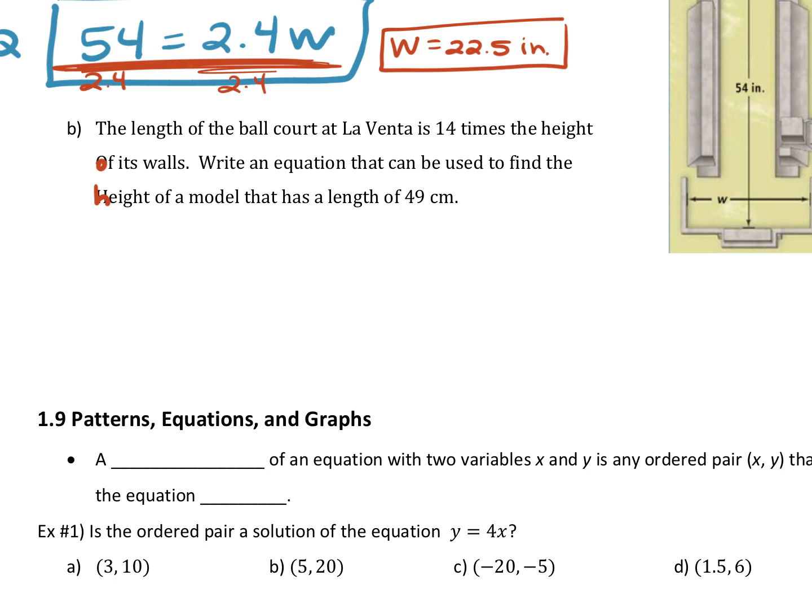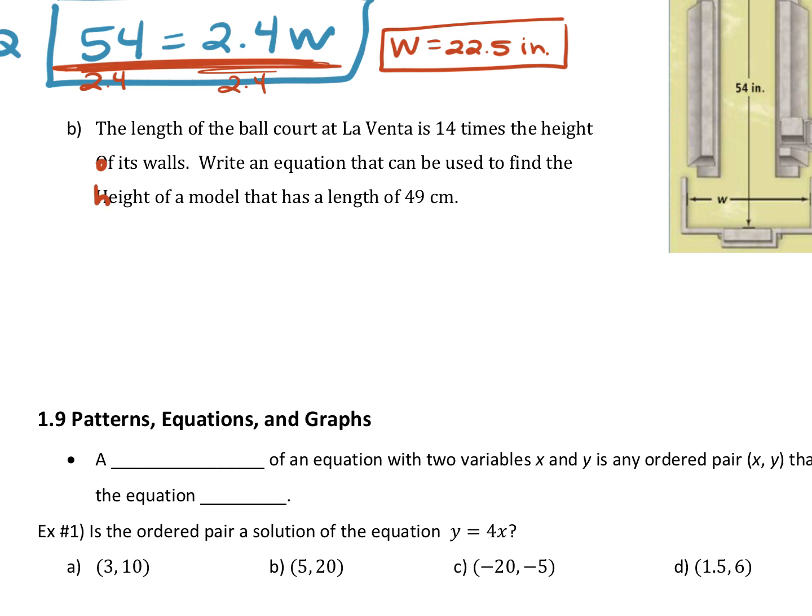All right, who wants to talk me through this? What'd you do? I got L equals, because the length is 14 times the wall, so I put L equals 14 times W. And then, write an equation used to find the height of a model. So, I messed up. I thought it said length. Oh, you mixed up your length and height, you're saying? Yeah. Okay, that's all right.